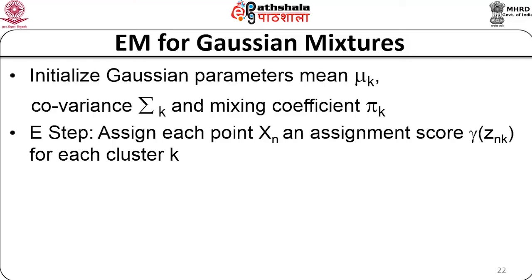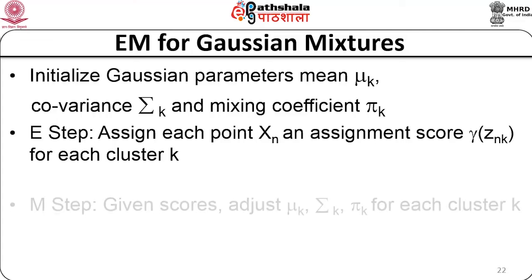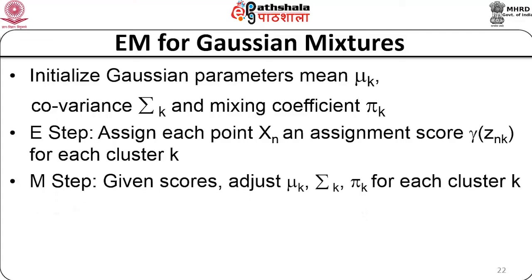with a score for each cluster, each Gaussian. Now each cluster is defined by a Gaussian distribution, and the assignment of a point to that particular cluster has an assignment score. Okay. Then the M step.